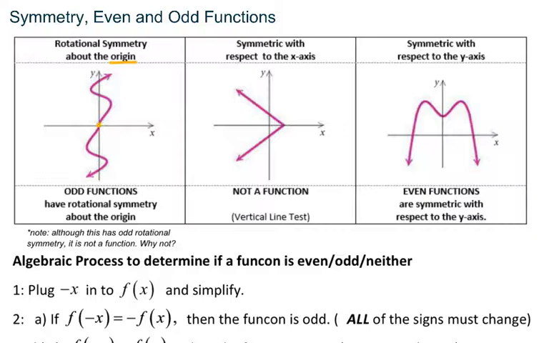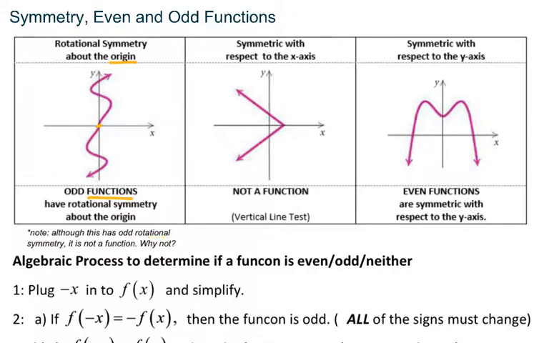So if you notice, if we look at the origin here, this function, if I picked up this top piece and spun it around at that origin point, it would match exactly. So this picture is a really good example of rotational symmetry about the origin. I do want to note that even though this says odd functions, this picture does not represent a function. It has odd rotational symmetry, but it's not a function.